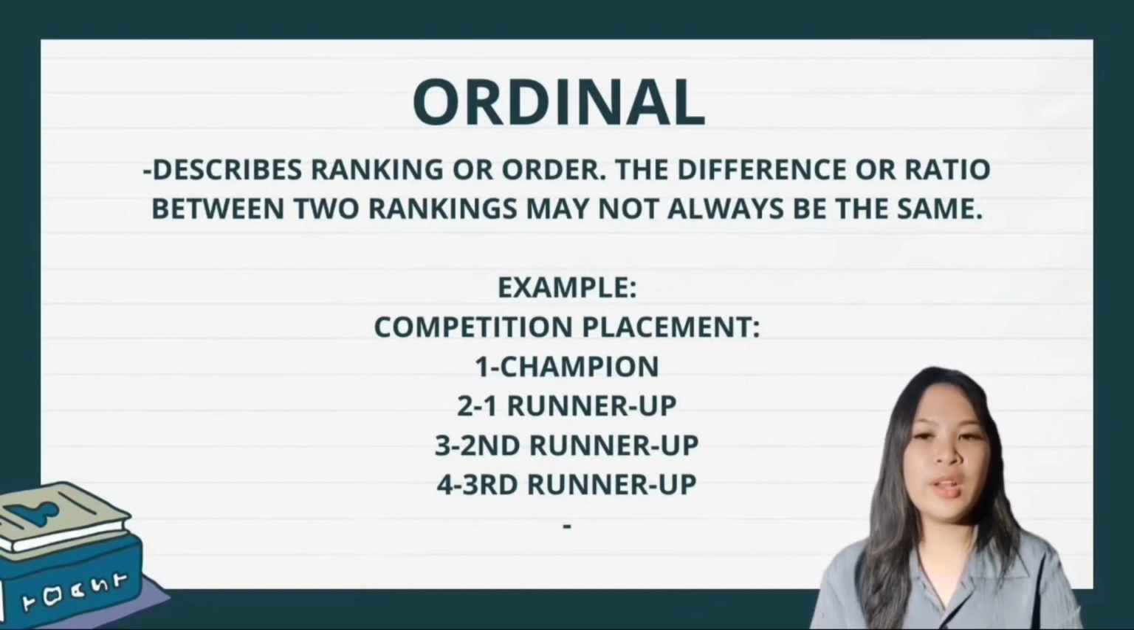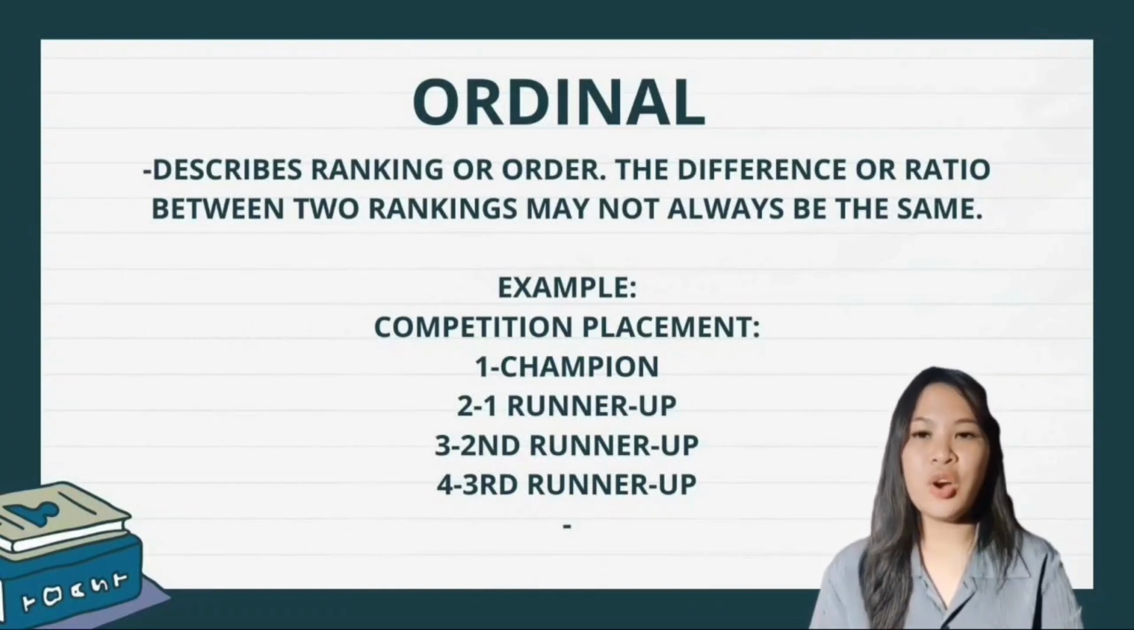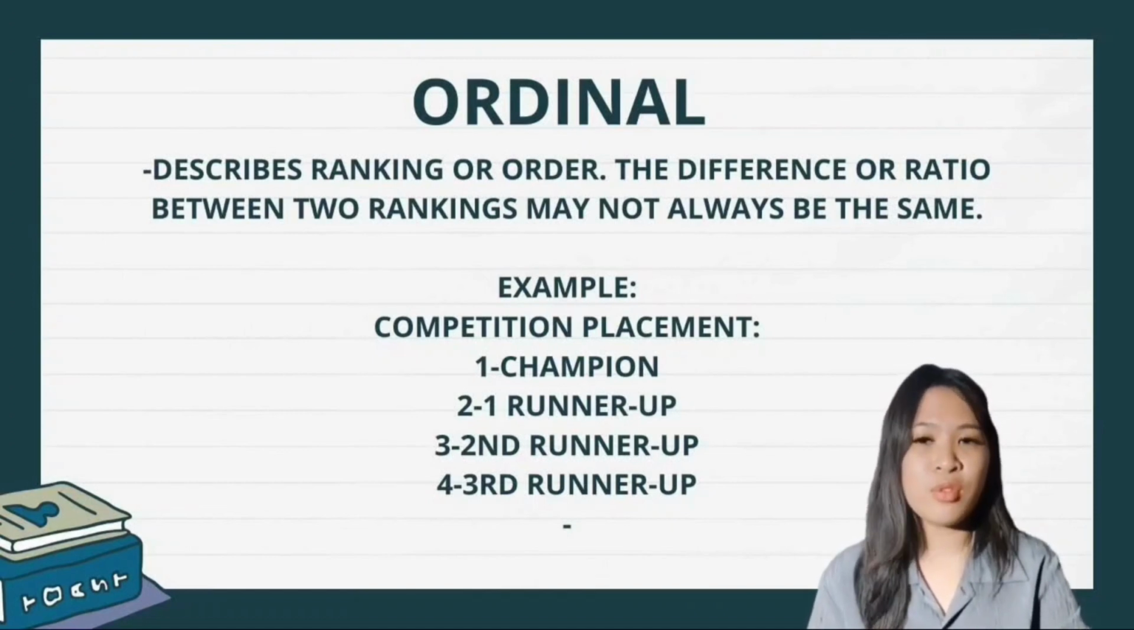Next is the ordinal level. In ordinal, it describes the ranking or order. The difference or ratio between two rankings may not be always the same. To better understand, let's take a look at this example. It is in order, and champion being the highest. The ratio or interval between these is not the same, just like for example the interval between the champion and the first runner-up is 3%. It is not necessary that the interval between the first and second runner-up is also 3%. It can be 2% or 1%.